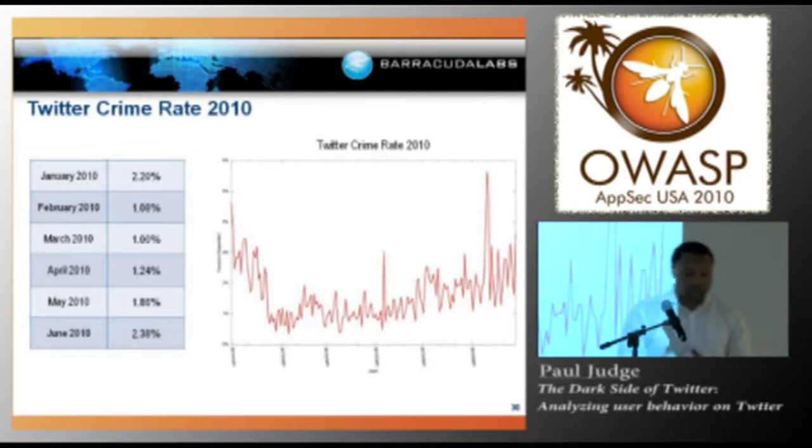Here's a view of this year. What you see is it ranged from about 1% to a little over 2%. It's averaged about 1.6% this year, the crime rate. So out of every account created in any given month, about 1 in every 60 is suspended and kicked off. And again, these are only the ones that are being detected.